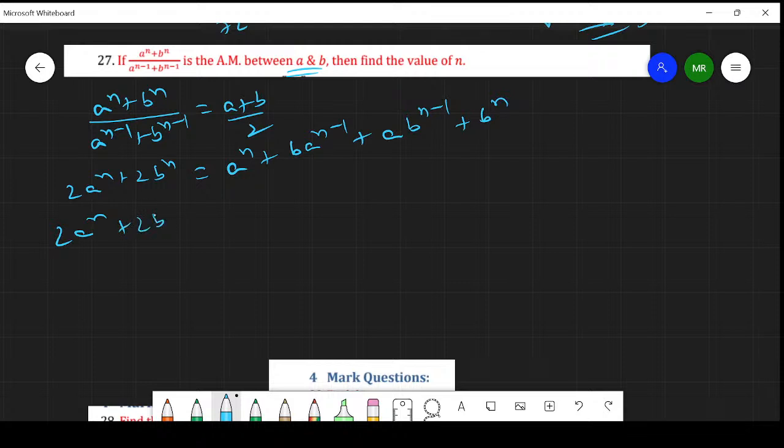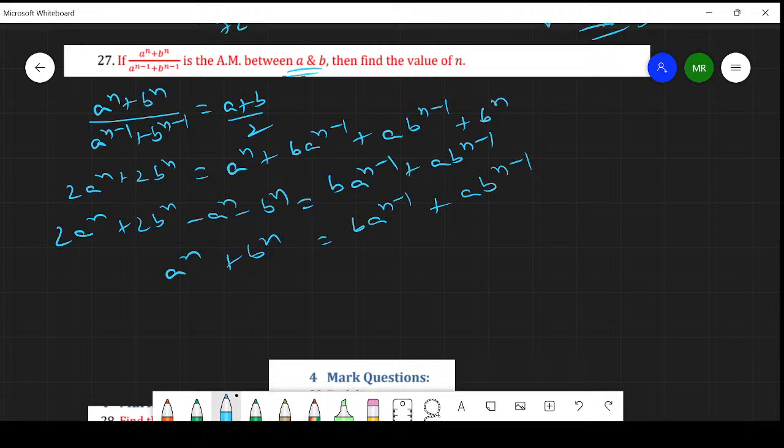a^n, b^n, transfer this side. 2a^n + 2b^n - a^n - b^n equal to, this side I can have b·a^(n-1), a·b^(n-1). Correct? You can get this one I can write. This one I can consider b into a^n. Correct? I can verify this. This is I can write a^(n-1), b into a^(n-1), a into b^(n-1). This one, if you remove this 2a^n, a^n, a^n, b^n, 2b^n, b^n plus b^n equal to b into a^(n-1), a into b^(n-1).